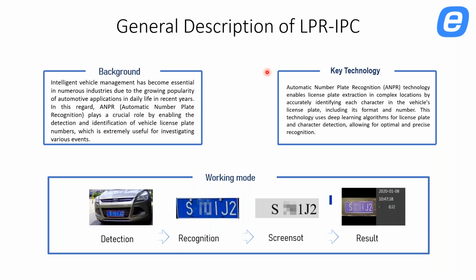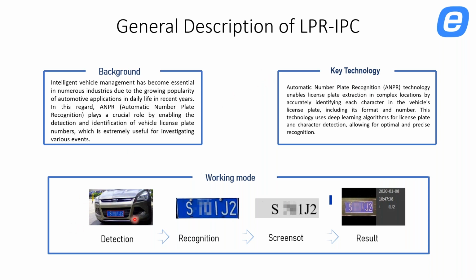This is just a general description of what an LPR is and what it does. Basically, it is intelligent vehicle management in ANPR technology, which means automatic number plate recognition. This enables license plate extraction in complex locations by accurately identifying each character in the vehicle's license plate, including its format and number. This technology uses deep learning algorithms for license plate and character detection, allowing for optimal and precise recognition.